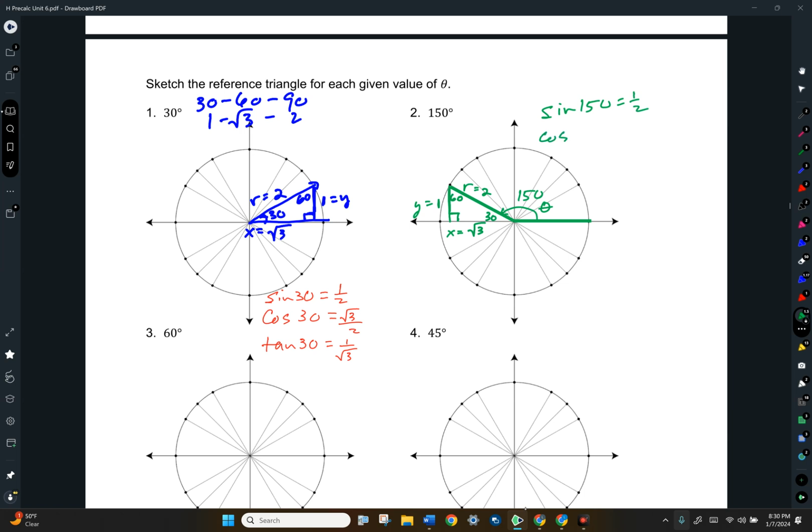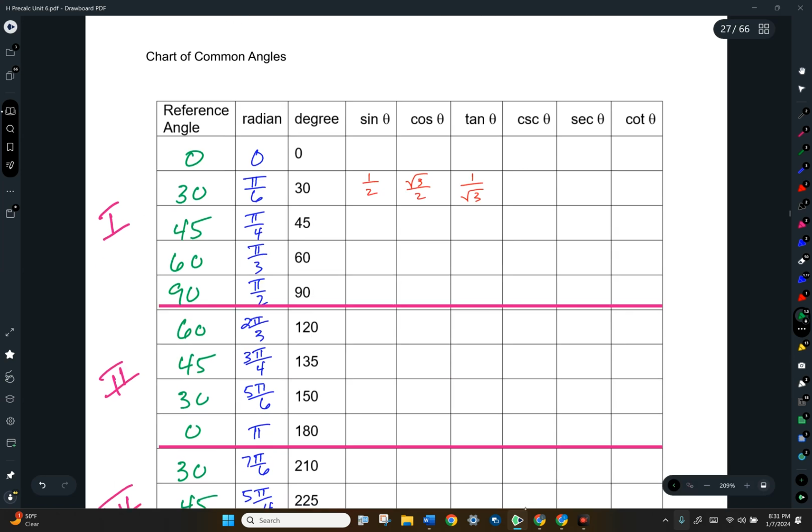And the cosine of 150 is x over r. Which, yes, is the square root of 3 over 2, but notice if I'm in the second quadrant, isn't the x value going to be negative? So the x is actually a negative square root of 3. And then the tangent of 150 is going to be y over x. So that's going to be 1 over negative square root of 3. So let's fill those in. The sine of 150 is 1/2.